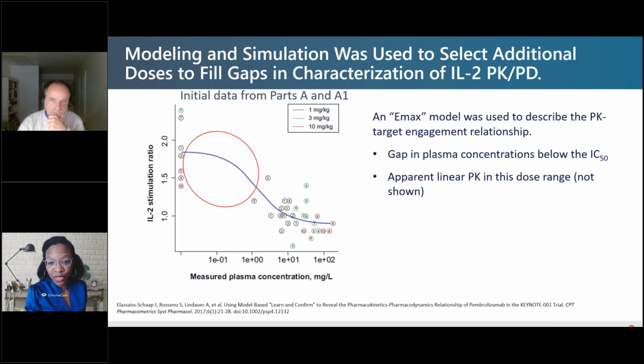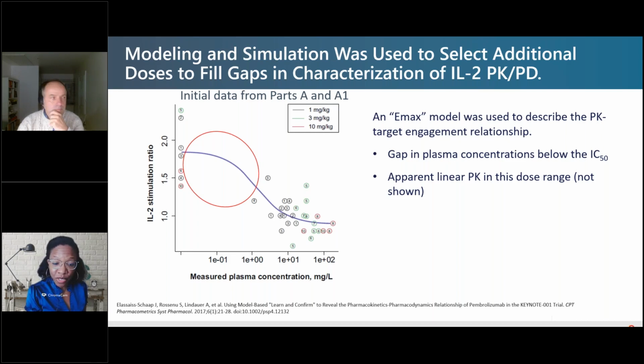observed ex vivo IL-2 stimulation ratio, which is our marker of target engagement, and it's plotted against plasma concentration, using the circles to represent the observed data points. As you can see, the IL-2 stimulation ratio decreased at higher pembrolizumab concentrations, which represents pembrolizumab's inhibition of IL-2 stimulation. An inhibitory Emax model, which is basically a saturable model of the inhibition of stimulation, was applied to these data, as shown by the blue curve.